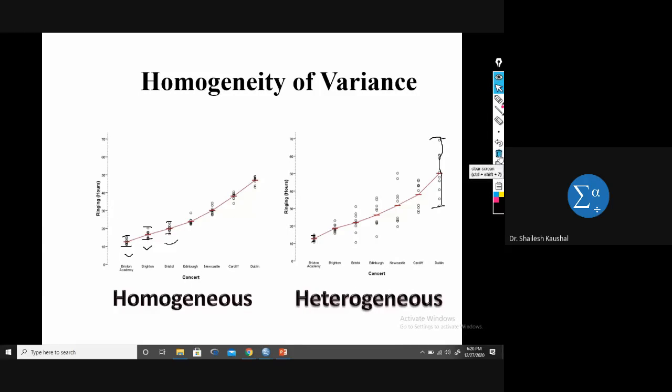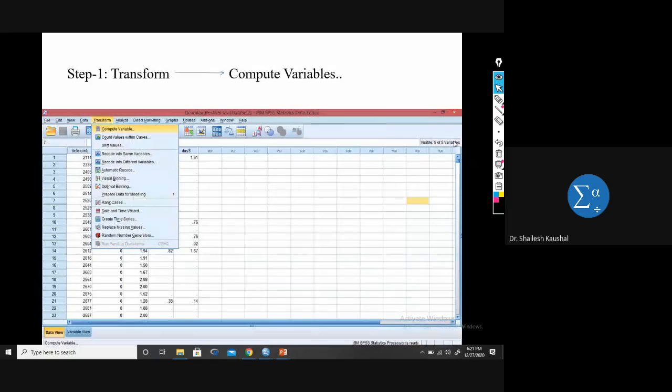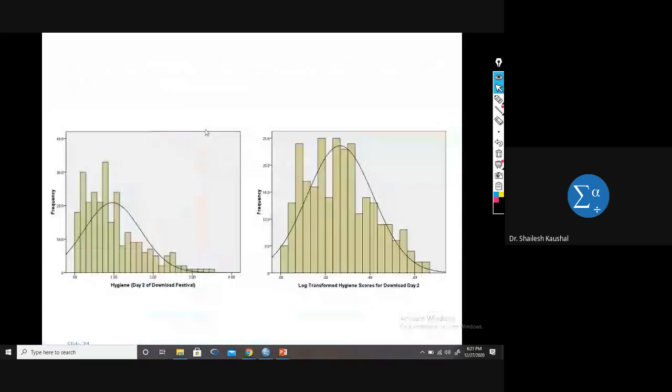And next, correcting the problem. So now your question: if our data is not normal, not homogeneous, then what should we do? So we will correct our data. There are three methods to correct the data. One is the log transformation. Through log transformation, we can correct our data. So this is the log transformation.